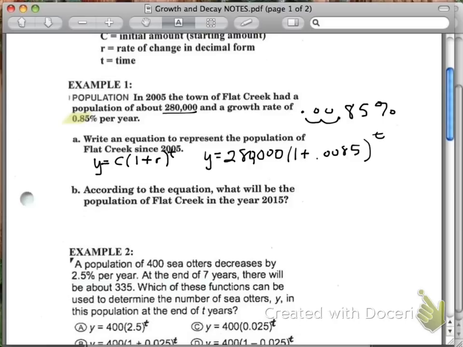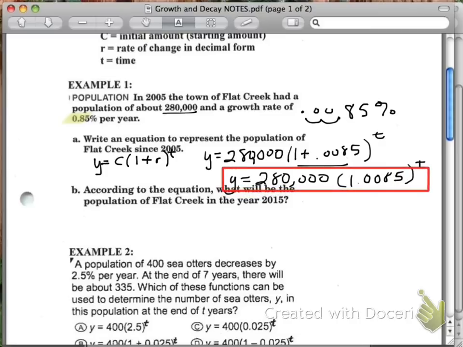So when I do these, I want to go ahead and simplify. Okay, so I want to simplify right here in the parentheses. So my actual final answer is y equals 280,000 times 1.0085 to the t power. And right there would be my final answer.